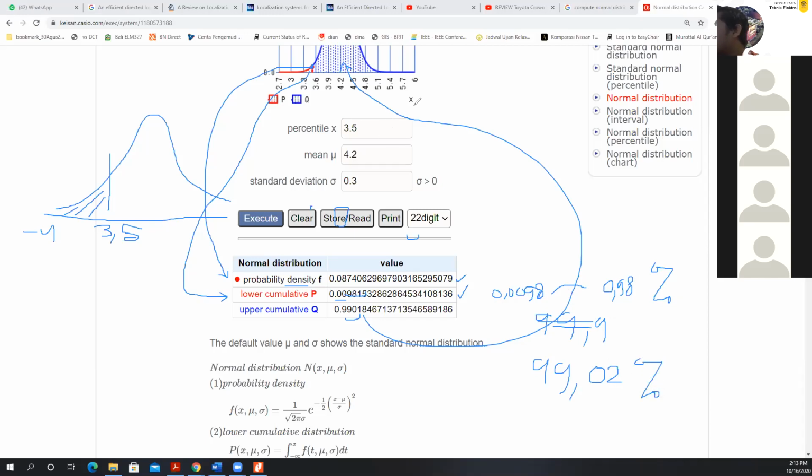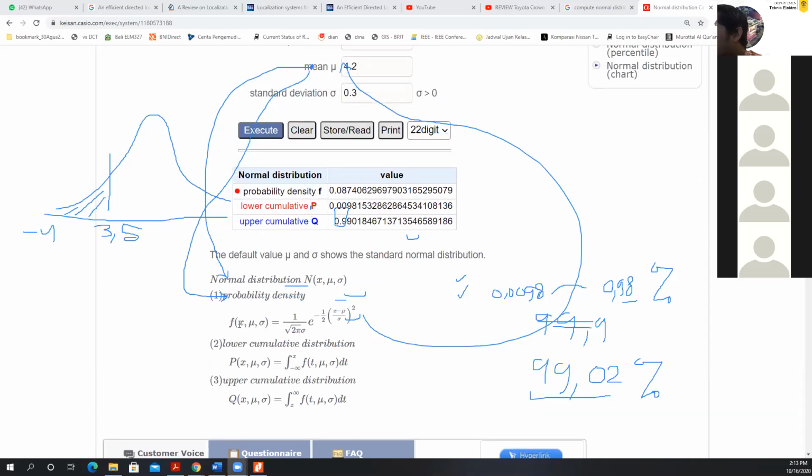So you can see here the area below the red line is only 0.98%, and the rest of this area is 99.02%. That's the result. Actually, also we can check from this one. This is the probability density. This is how we can compute.